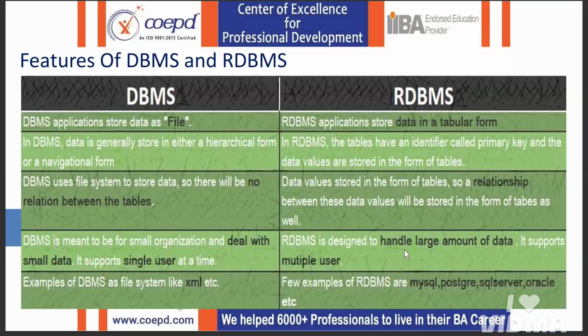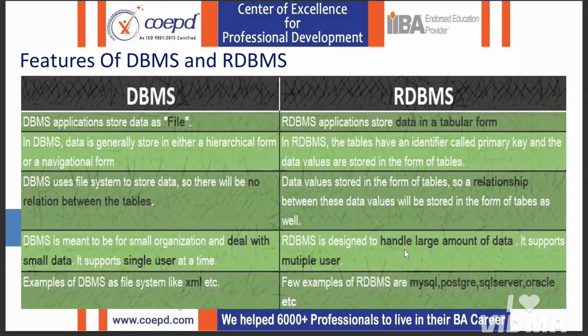Examples of DBMS would be XML, extensible markup language files, file systems like .csv, comma separated value documents, and MS Access. These are the general DBMS that we can say. Orally, we can say DBMS is simply file based, with no relationship between the data, and single user focus, meaning only one user can access it at a time.